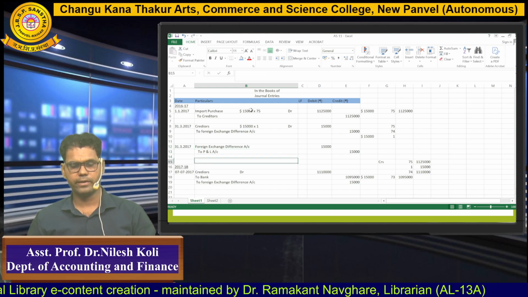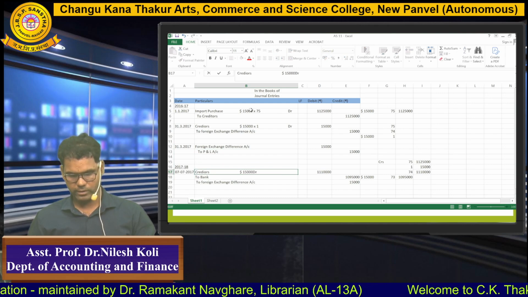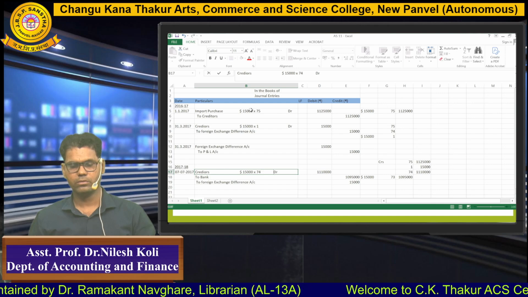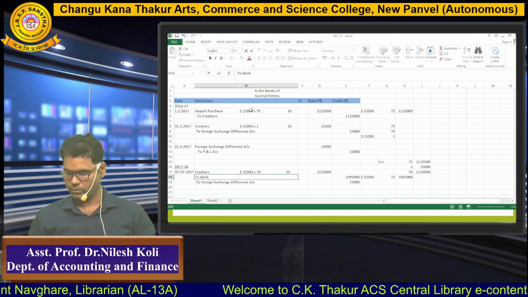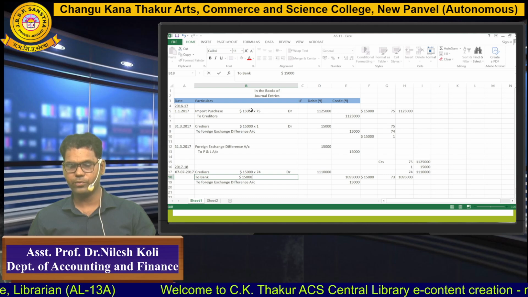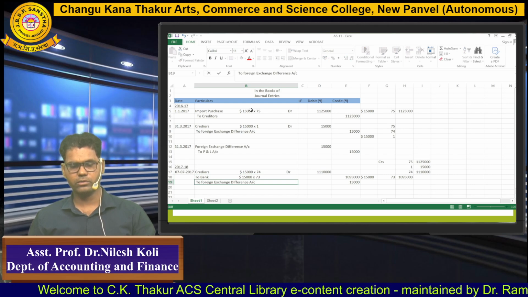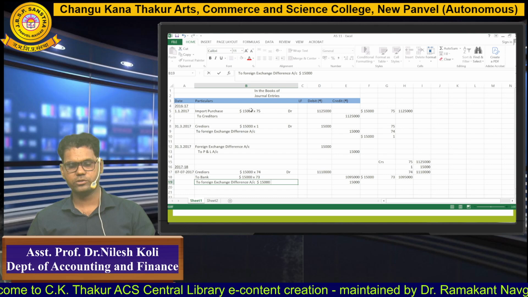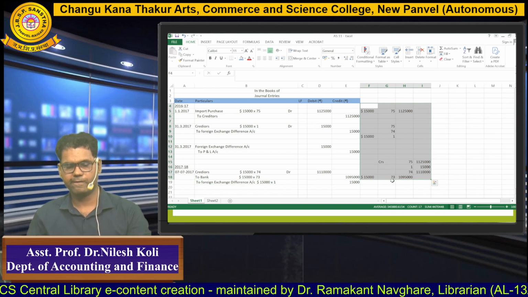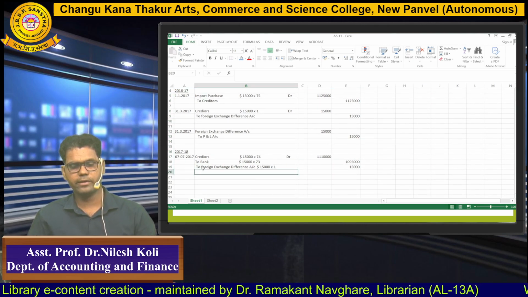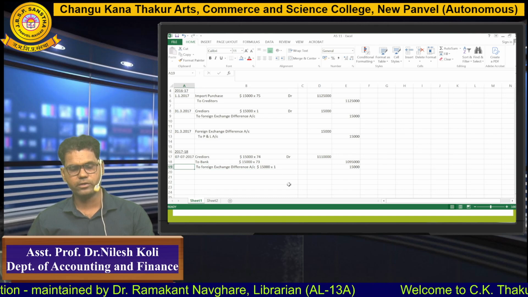Here the creditors' balance was 15,000 at the rate of 74. We made the payment of 15,000 at the rate of 73. And here 15,000 into 1 rupee is transferred; this adjustment has been done. Now again there is a credit to foreign exchange difference of 15,000. Now there are no further entries or transactions given.